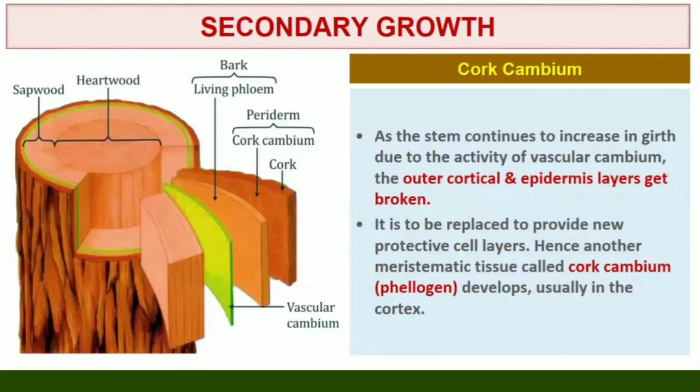Next is cork cambium. As the stem continues to increase in girth due to the activity of vascular cambium, the outer cortical and epidermis layers get broken and need to be replaced to provide new protective cell layers. Hence, sooner or later, another meristematic tissue called cork cambium or phellogen develops, usually in the cortex region.